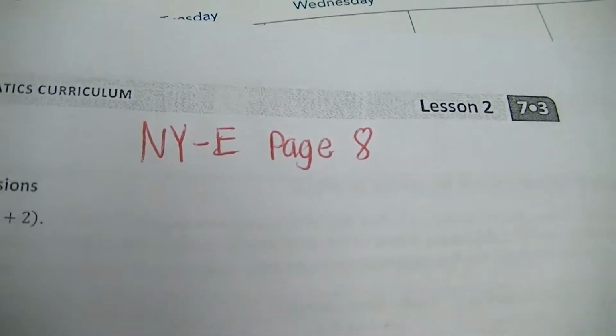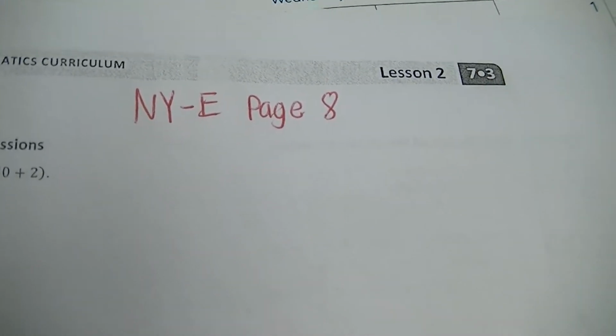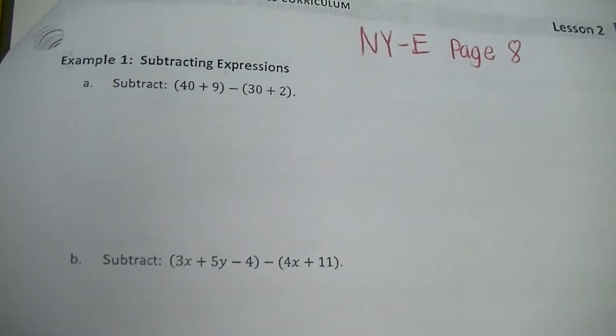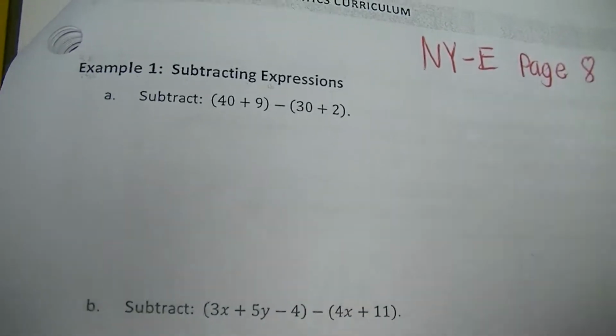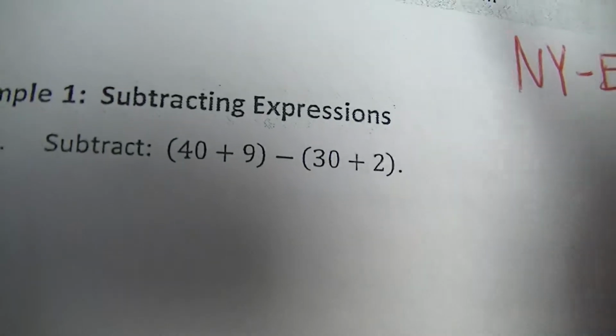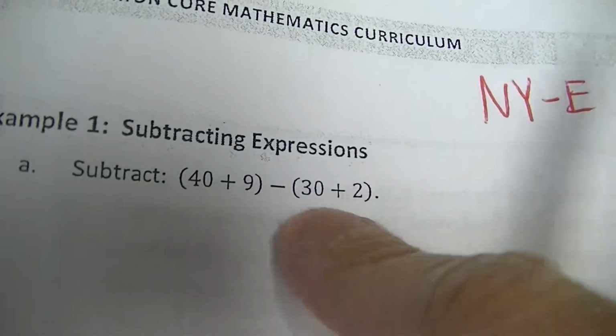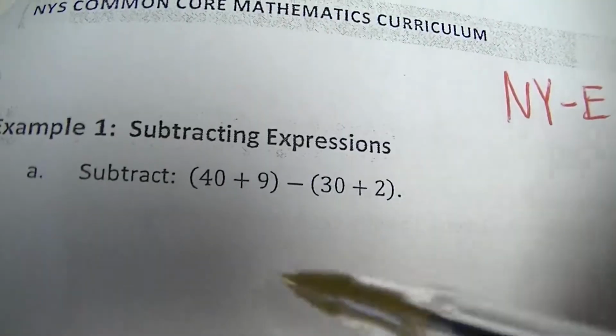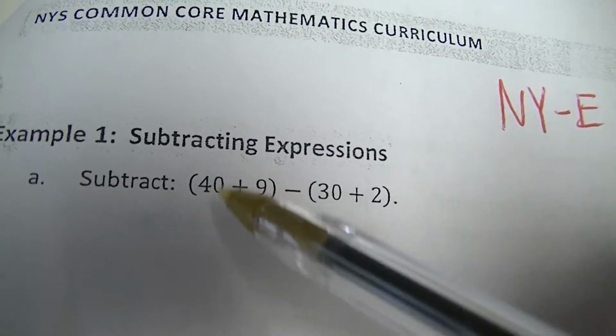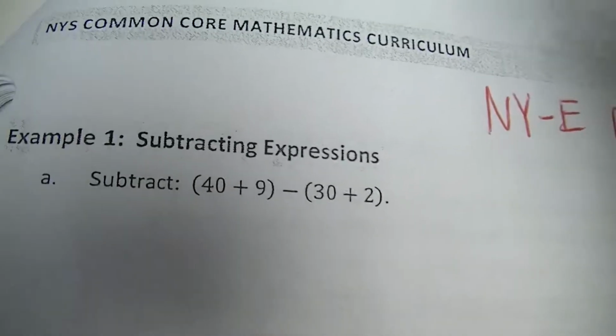This video will show you how to complete the problems from page 8 of your math book. So the first example wants us to subtract. There's a couple ways you can do this. Since it's all constants, all numbers, there's no variables in there, you can obviously do what's in parentheses first. You can use the order of operations. So that's probably what I would do.